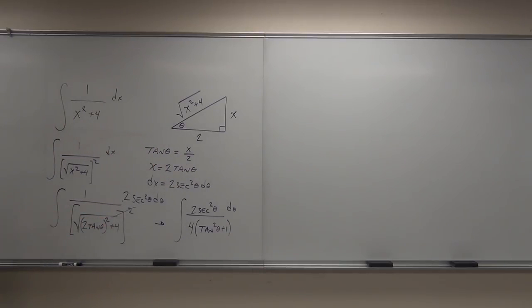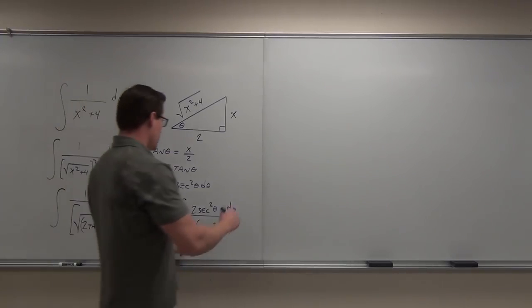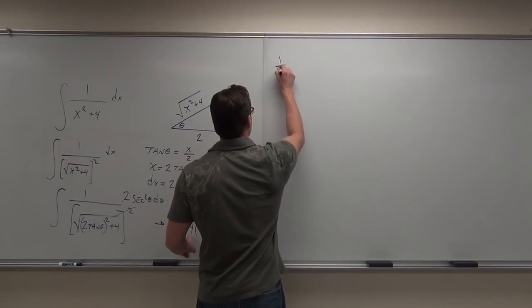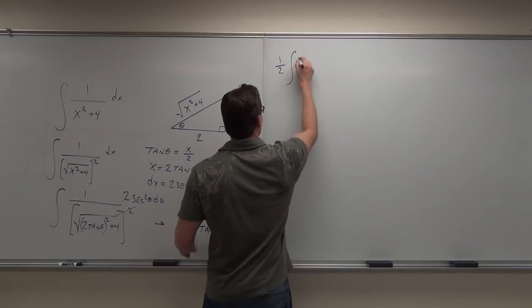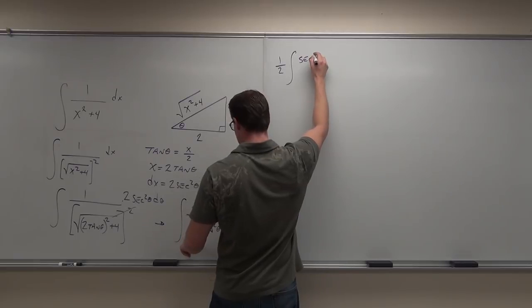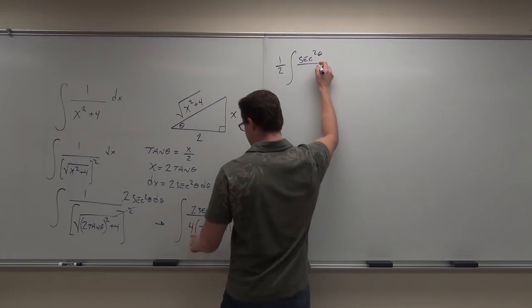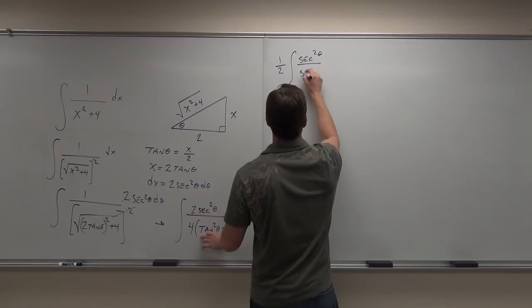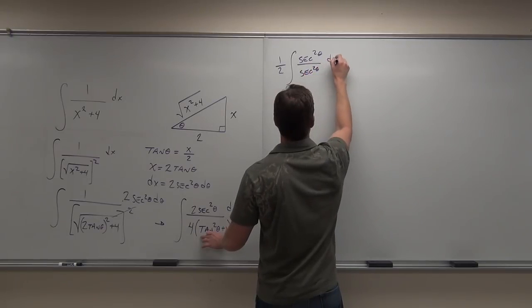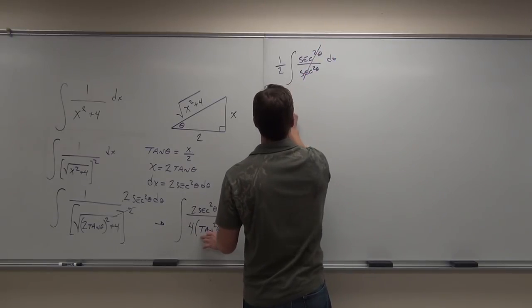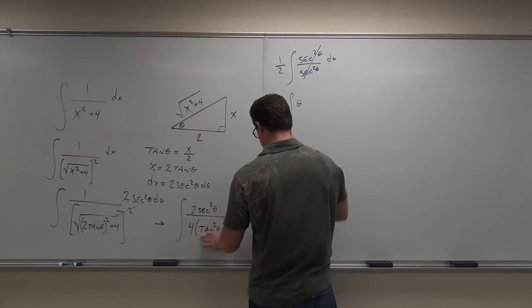That's gone, we pull the 4 out. Of course, we square the 2, we square the tangent. Pull the 4 out. After this, we'd have a 1/2 secant squared theta. This becomes secant squared theta, d theta. This is 1/2 the integral of theta.